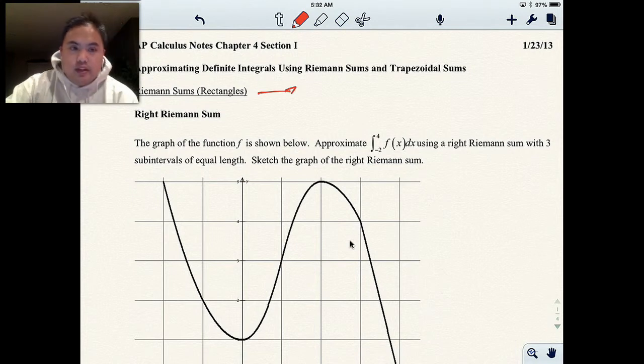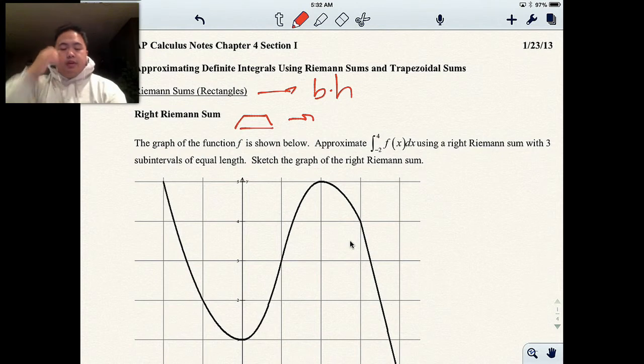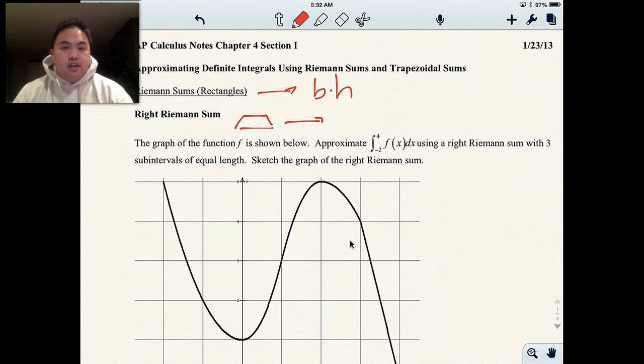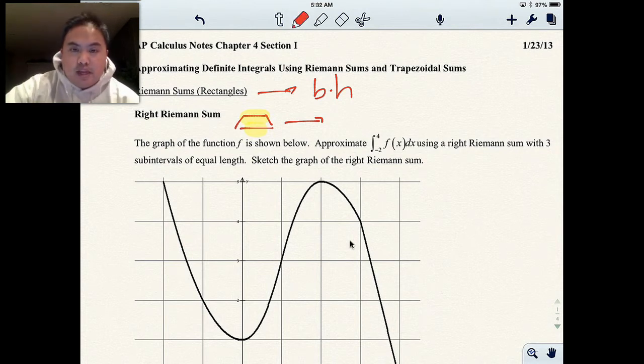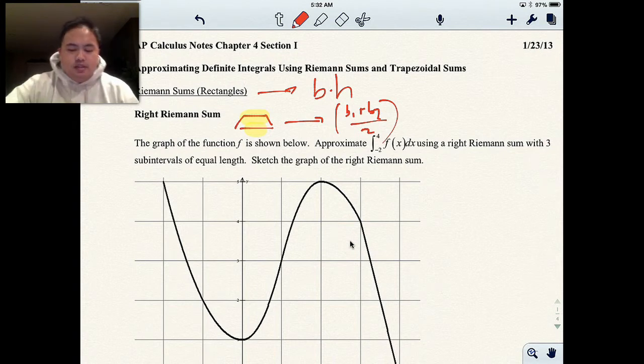base times height, in this case. And trapezoids have, here, I'll draw you a trapezoid. Some of you may have forgotten the formula of a trapezoid. A trapezoid is actually just like a rectangle, except the bases are of different length. So what it really is is still base times height, except it's the average of the bases. So base 1 plus base 2, divided by 2. So the average of the bases times height.